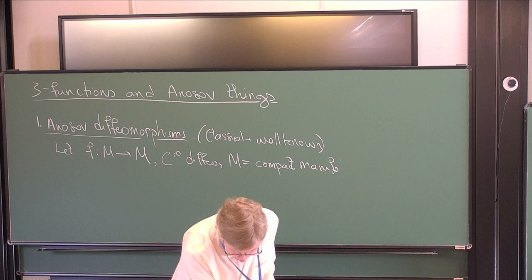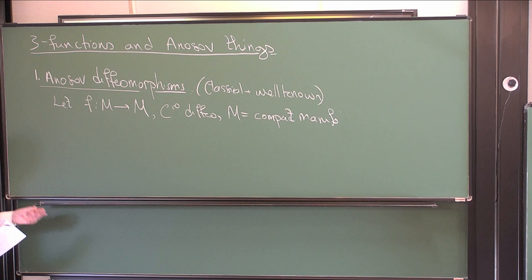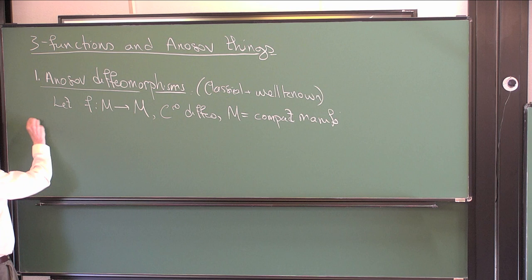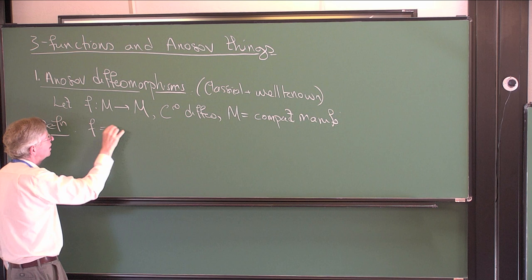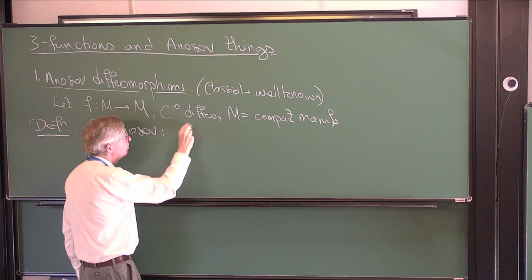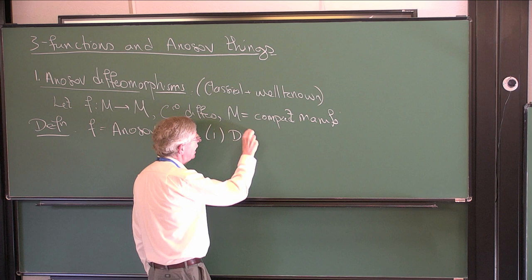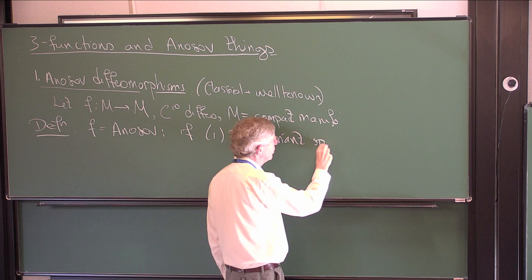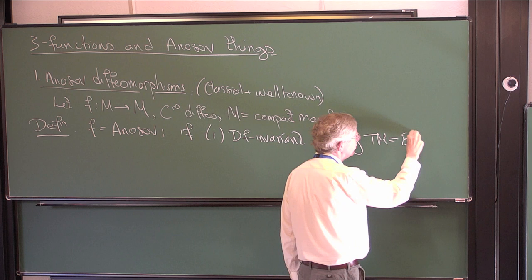And so everybody knows what the definition is of an Anosov diffeomorphism, which is why I'm going to give it. And so, here we go. So I want to assume that F is Anosov, which simply means that, first of all, there's a splitting of the tangent space. So there's a DF derivative invariant continuous splitting of the tangent bundle into stable and unstable bits.